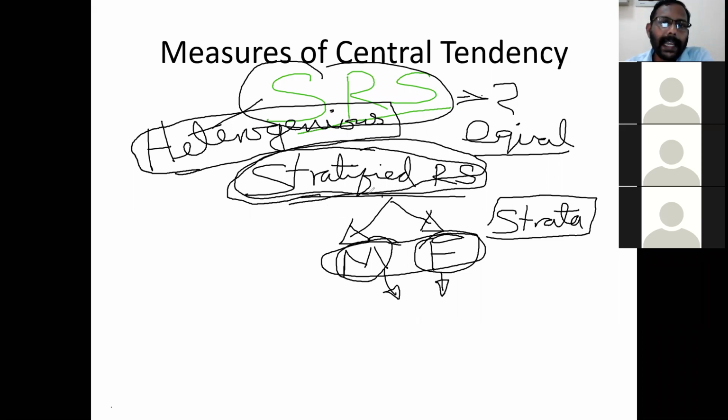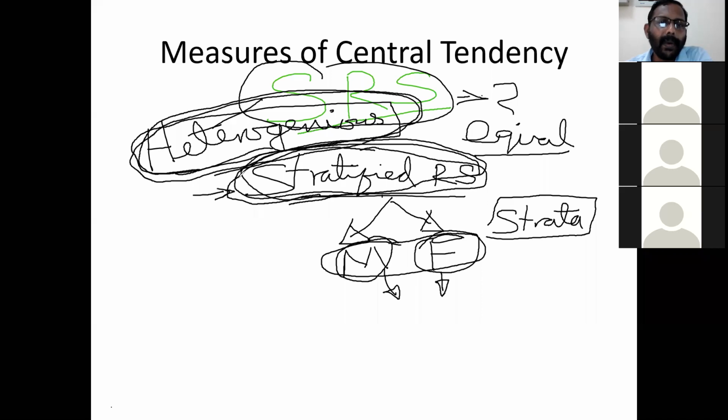So on which occasion do we apply this stratified random sample? When there is heterogeneity in the population. When there is heterogeneity, we go for stratified random sample. Simple random sample will not be valid because the population is heterogeneous, right? Midusha, what is the other type of sampling that we have learned?